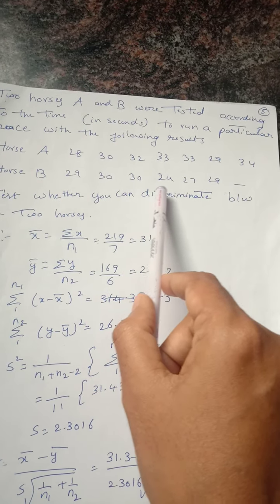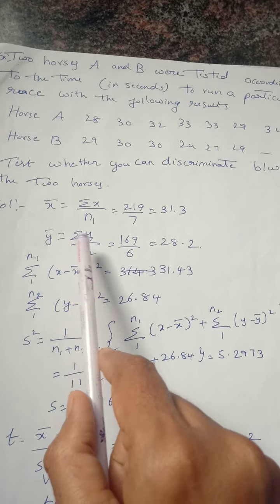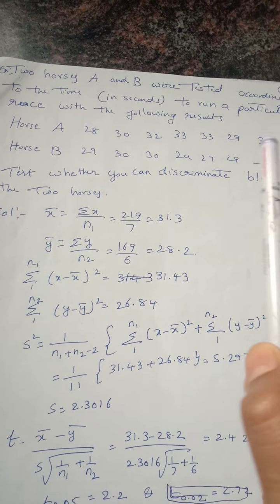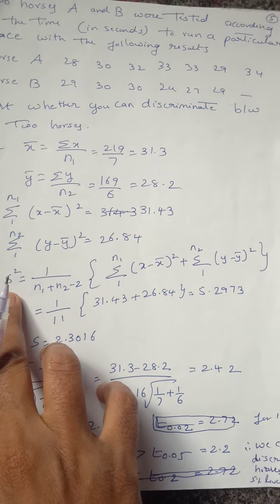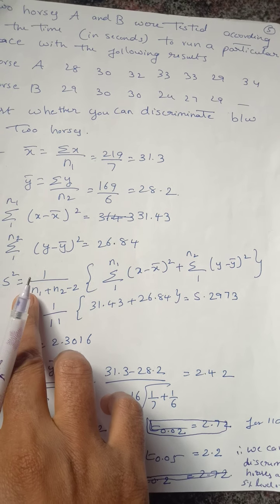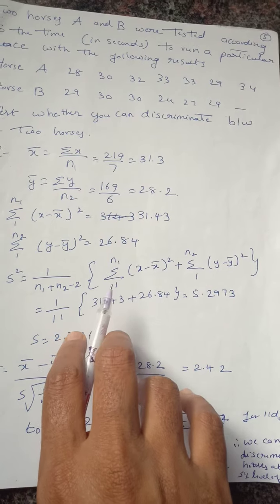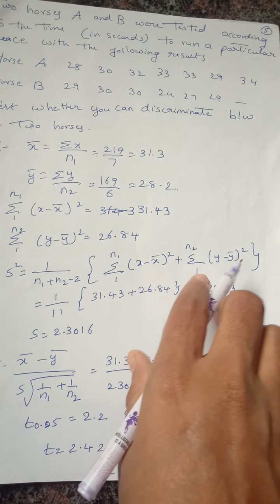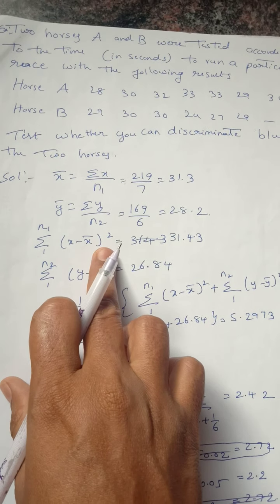Similarly, find y bar. Add all the second horse B values, that is 160, divided by 6, that is 38.2. Now for this problem we have to apply the s square formula, which is different here: 1 by n1 plus n2 minus 2, into summation of x minus x bar whole square plus summation of y minus y bar whole square. So we find x minus x bar whole square separately here.